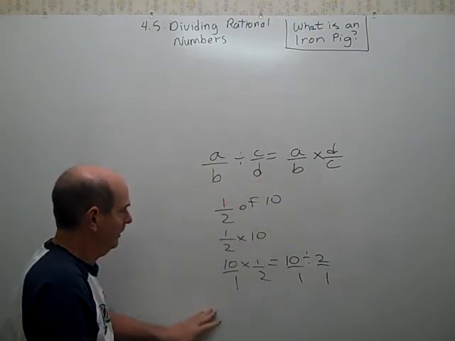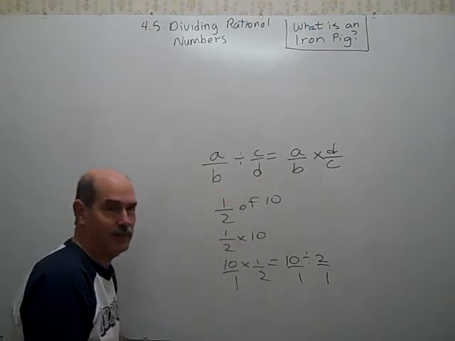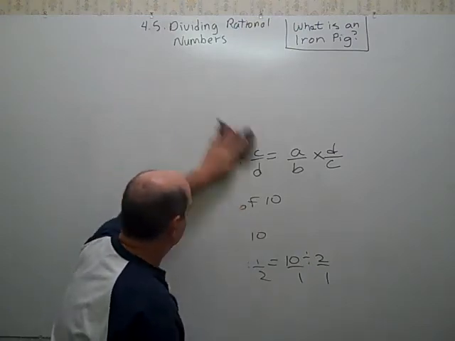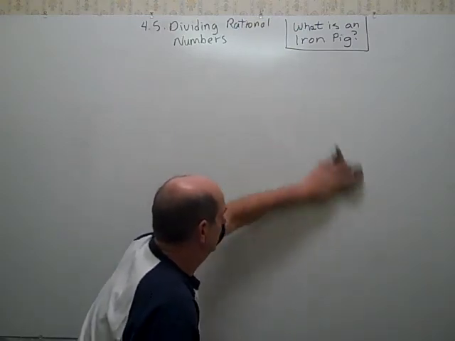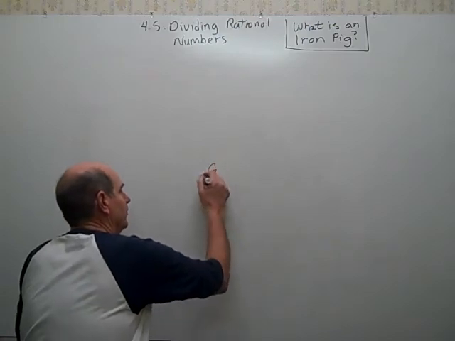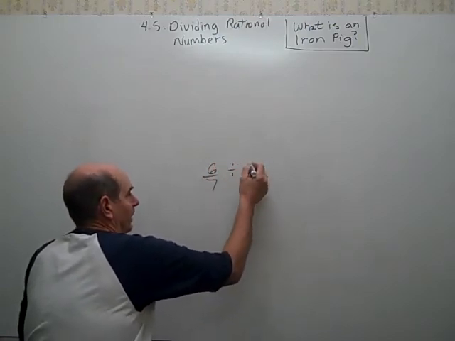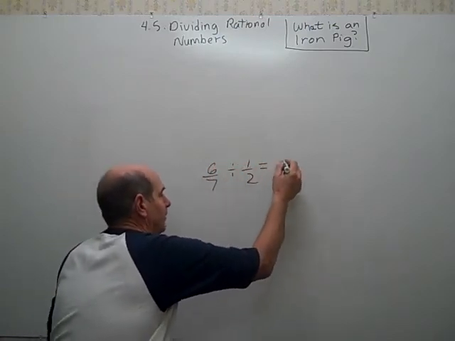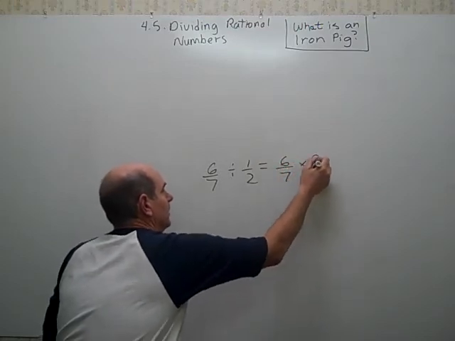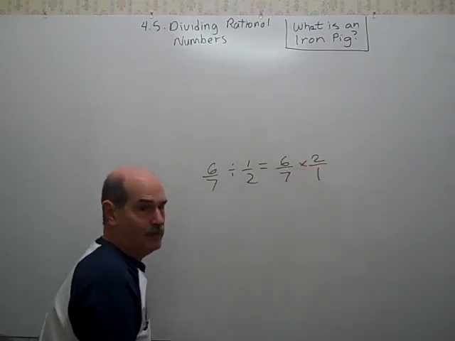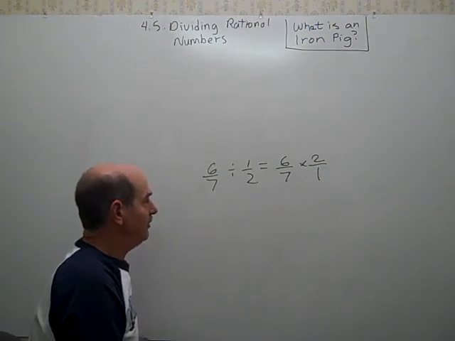But that's just an intuitive rationale of why this works. So if I had 6/7 divided by, I'll just use a half here, that would be the same as 6 over 7 times 2 over 1, or 12 over 7, which would be 1 5/7.